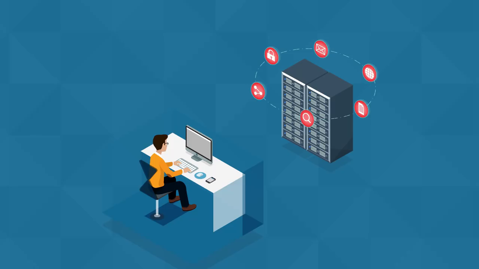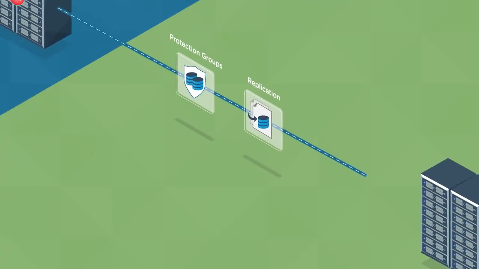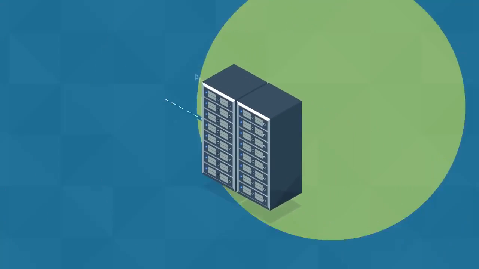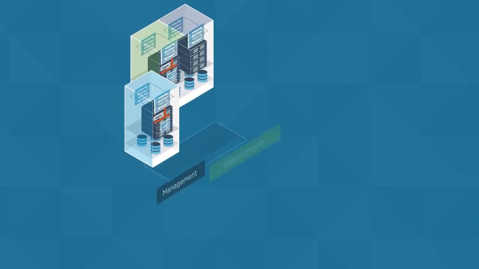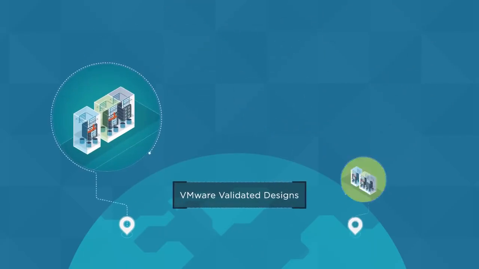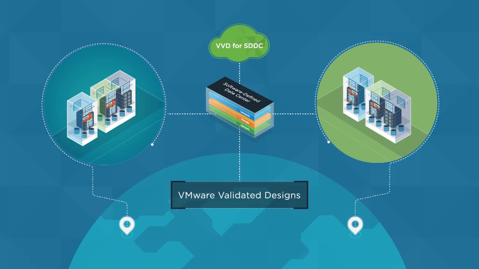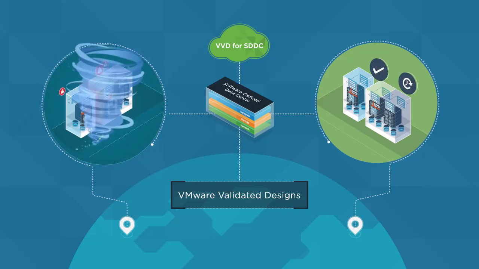IT organizations are under considerable pressure to keep applications and services running no matter what. As such, a robust business continuity and disaster recovery solution is an essential component of any modern data center. The dual region model of the VMware Validated Design for Software-Defined Data Center extends the SDDC across geography, protecting against catastrophic events and ensuring uptime and availability.